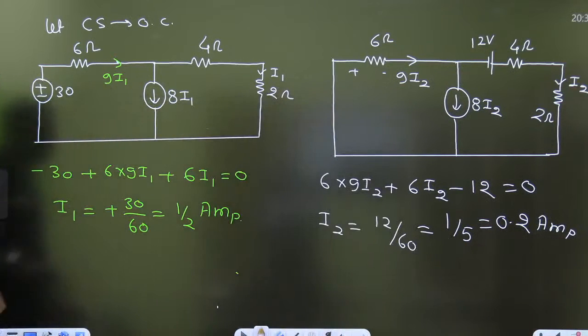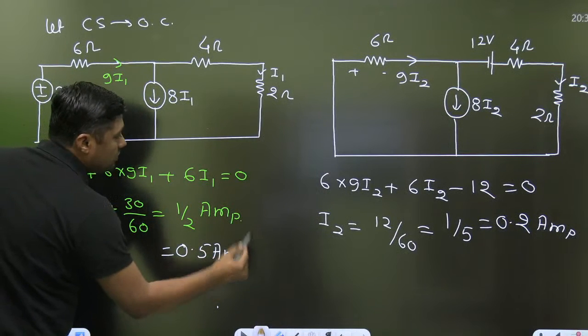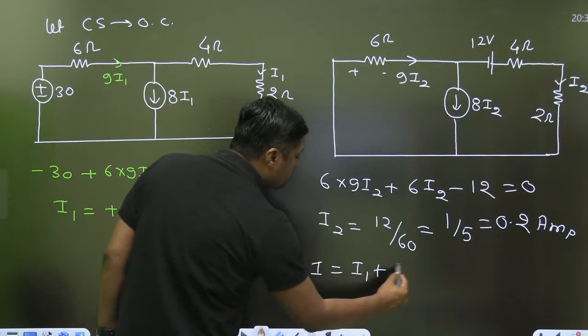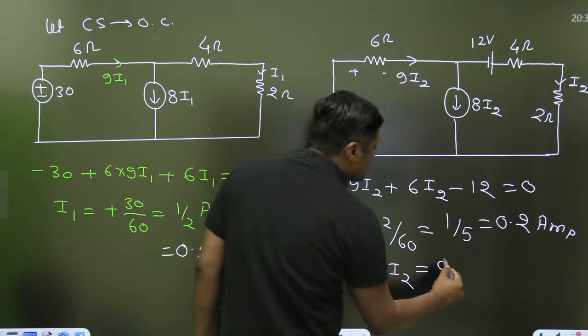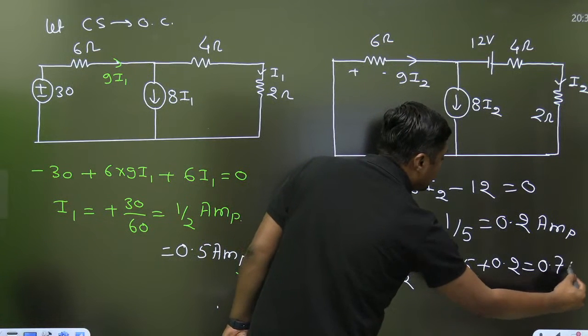From this we are getting the 0.5 ampere. From that we are getting the 0.1. So what is I? I is equal to I1 plus I2. 0.5 plus 0.2, that is equal to 0.7 ampere.